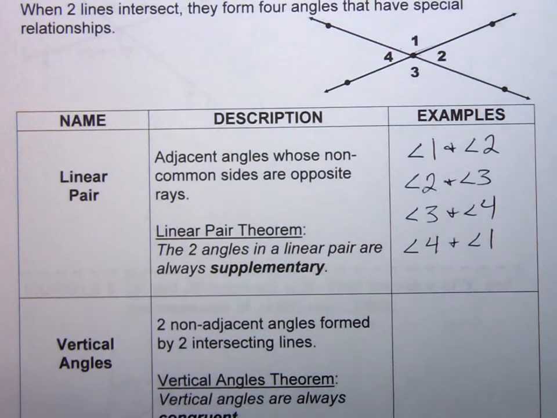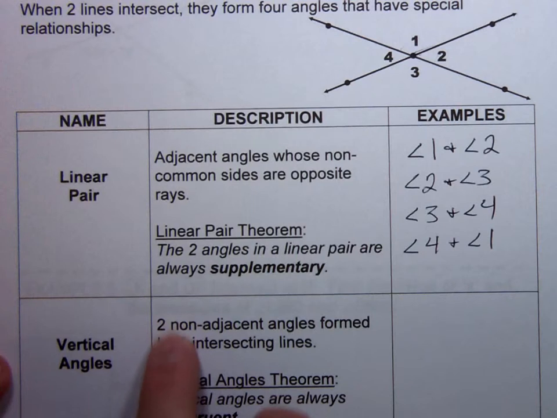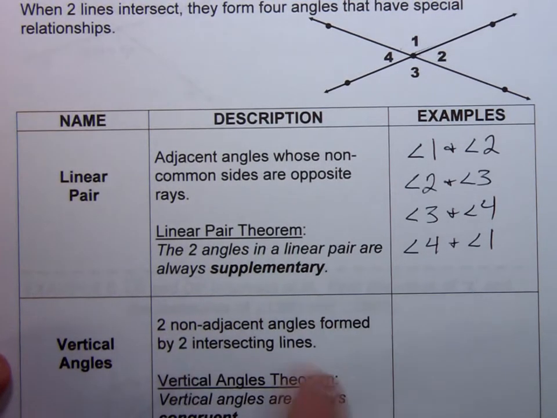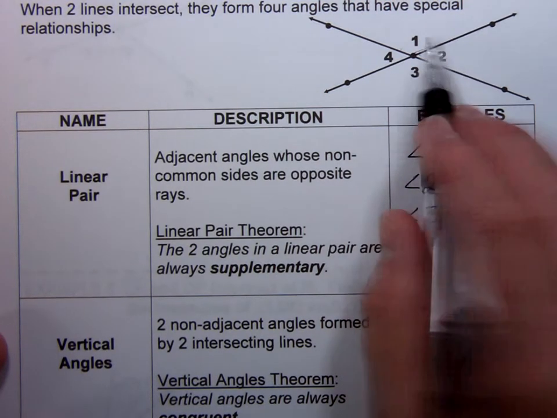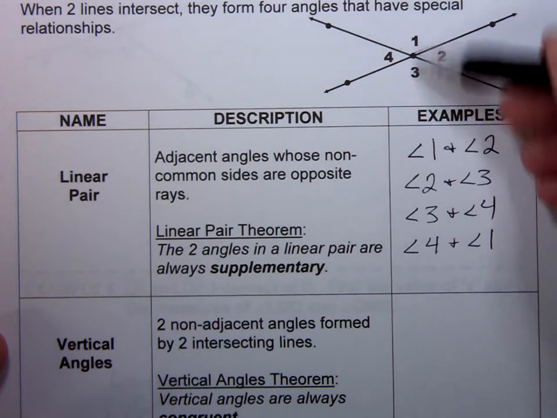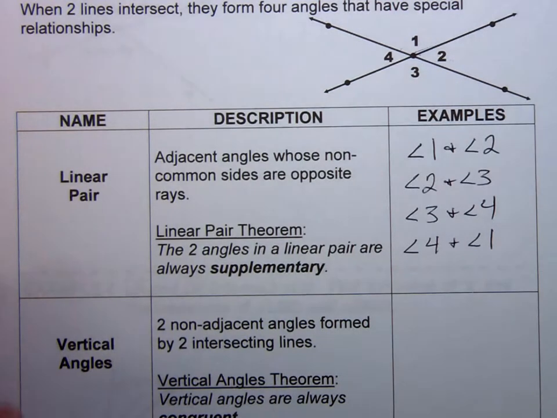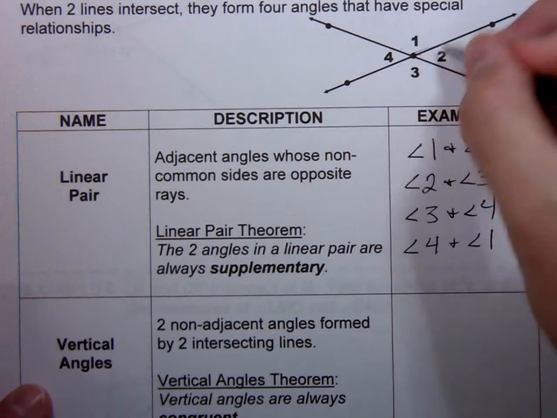Okay, vertical angles. Be very careful with vertical angles. Most of the time we can take the meaning of words and apply it in different scenarios. If you start thinking vertical, like straight up and down, you're going to throw yourself off because it really has nothing to do with that. Vertical angles are two non-adjacent angles formed by two intersecting lines. So the adjacent angles are the ones that are right next to each other, sharing a side. Vertical angles are the ones that are across from each other at the intersection. So while they're sharing a vertex, they're not sharing a side.